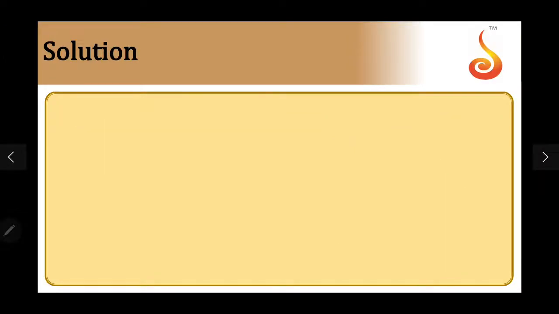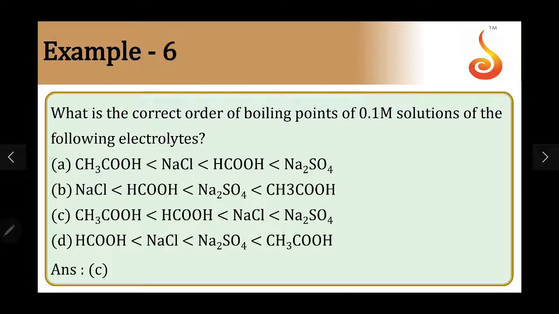So the option should be, so formic acid is the least, then NaCl, sorry, this is not correct, acetic acid is the least, which is lesser in dissociation compared to formic acid. So formic acid comes next, NaCl and Na2SO4 should be highest. So Na2SO4 highest is here, and here A is not correct because NaCl is given less than acetic acid. So option should be C.